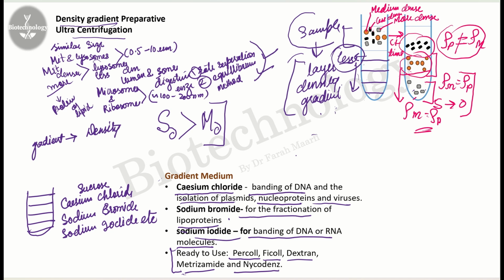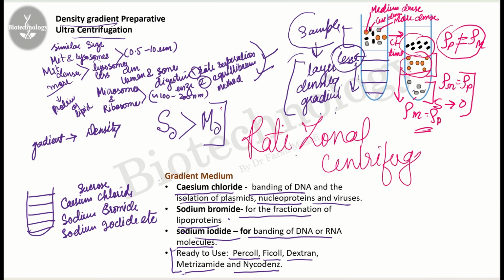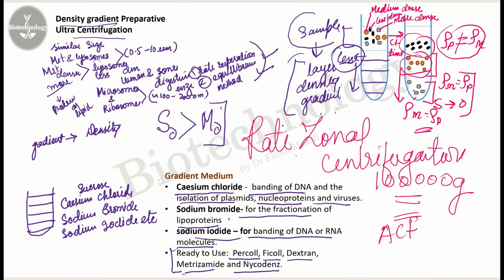But if you increase the time further, then all the particles, that is the green one and the orange one, will also get deposited out forcefully. This you can say is the major drawback of the density gradient centrifuge also. So this type of centrifugation is called rate zonal centrifugation. It is a type of density gradient preparative ultracentrifugation, because here the centrifugation speed is 1 lakh G, or you can say the applied centrifugal force is 1 lakh G.